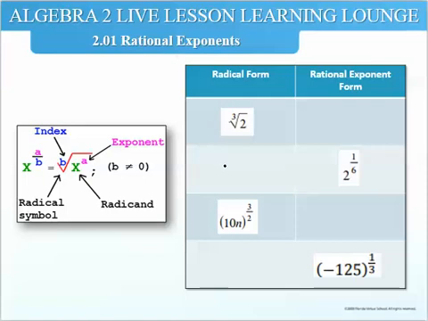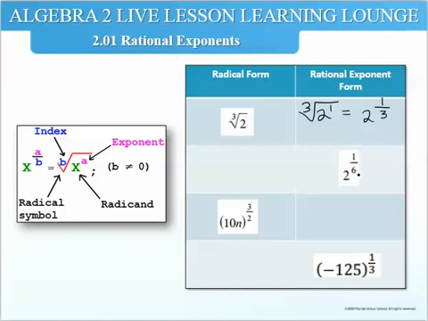Let's say we want to change this cube root of positive 2 into rational exponent form. We see the index is 3, but we don't see an exponent. So one good option is to rewrite this with an exponent of 1. And what that tells us is our base is 2, and we're going to rewrite that with the index in the denominator and the exponent in the numerator. So the cube root of 2 is equal to 2 to the 1/3 power.